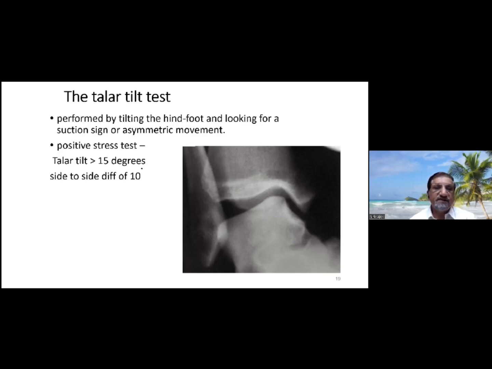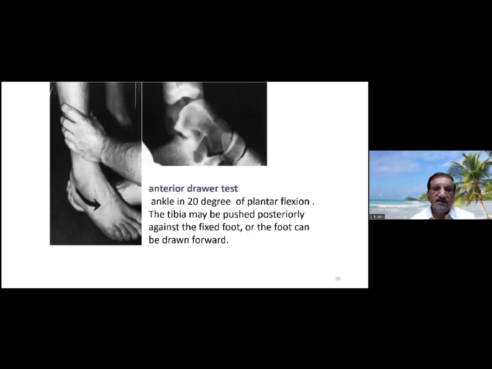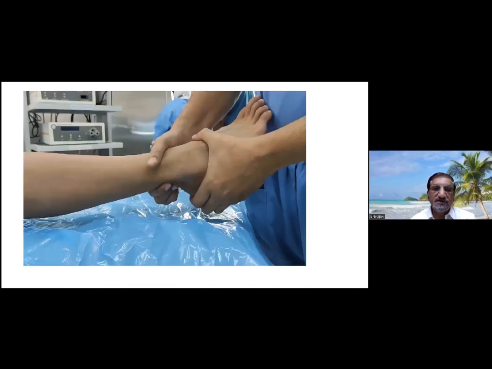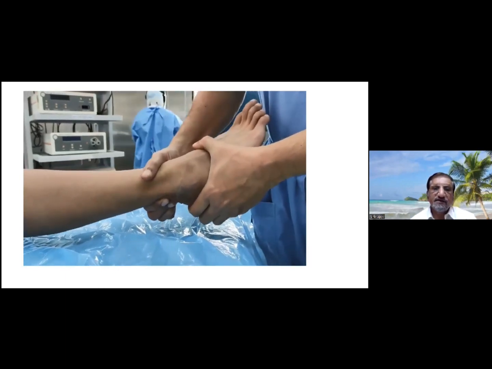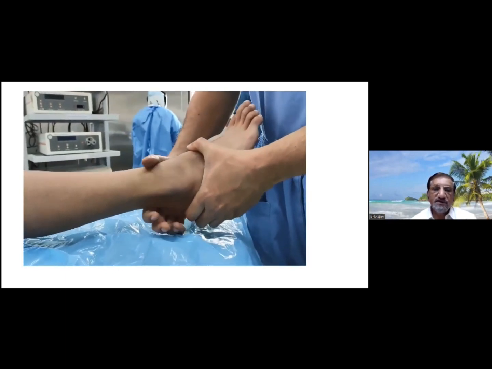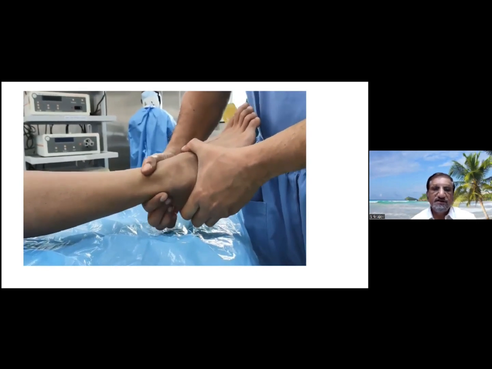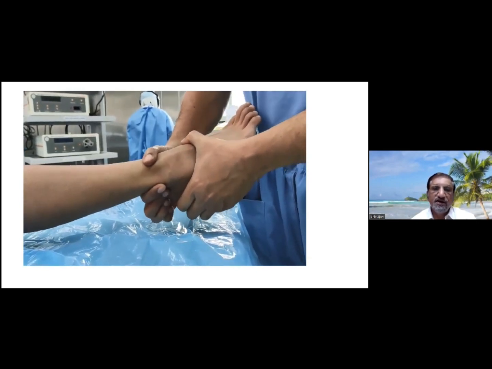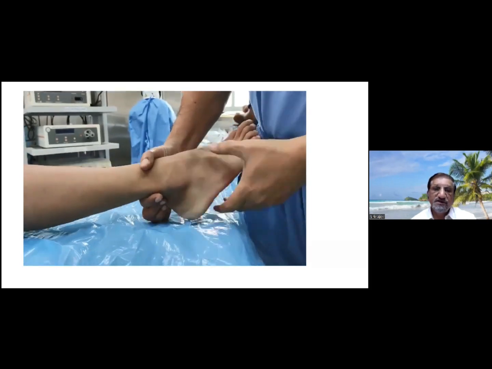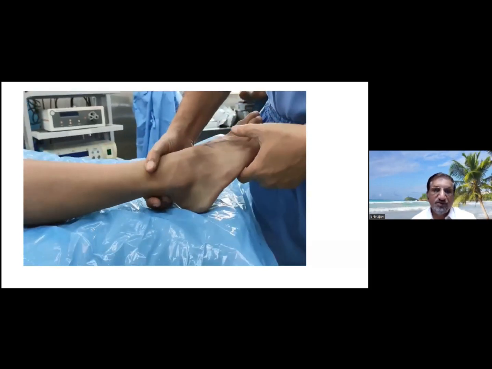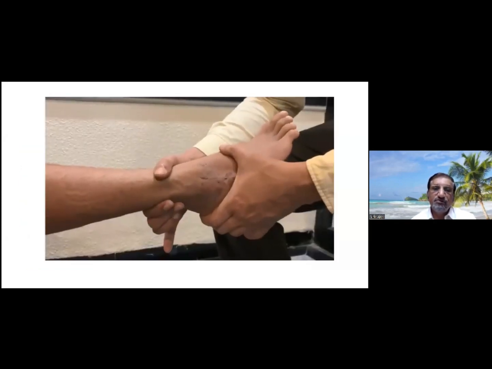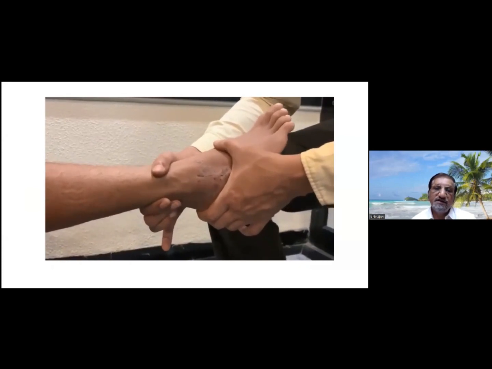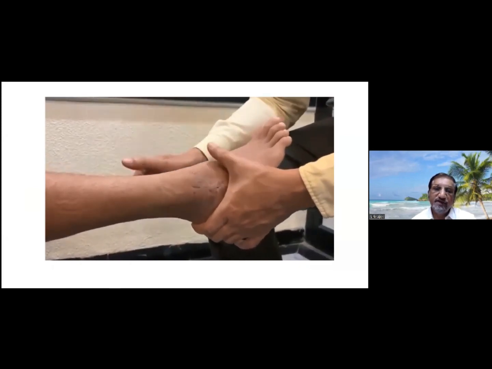So that's the talar tilt test, and that's the anterior drawer test, and here is a small video of the anterior drawer test. You can see that plantar flexion is performed, the tibia is stabilized, and the foot is held from the calcaneus. So you can see the amount of laxity present in this particular patient intraoperatively. And this is the same patient postoperatively, and you can see that the whole thing was quite stable.